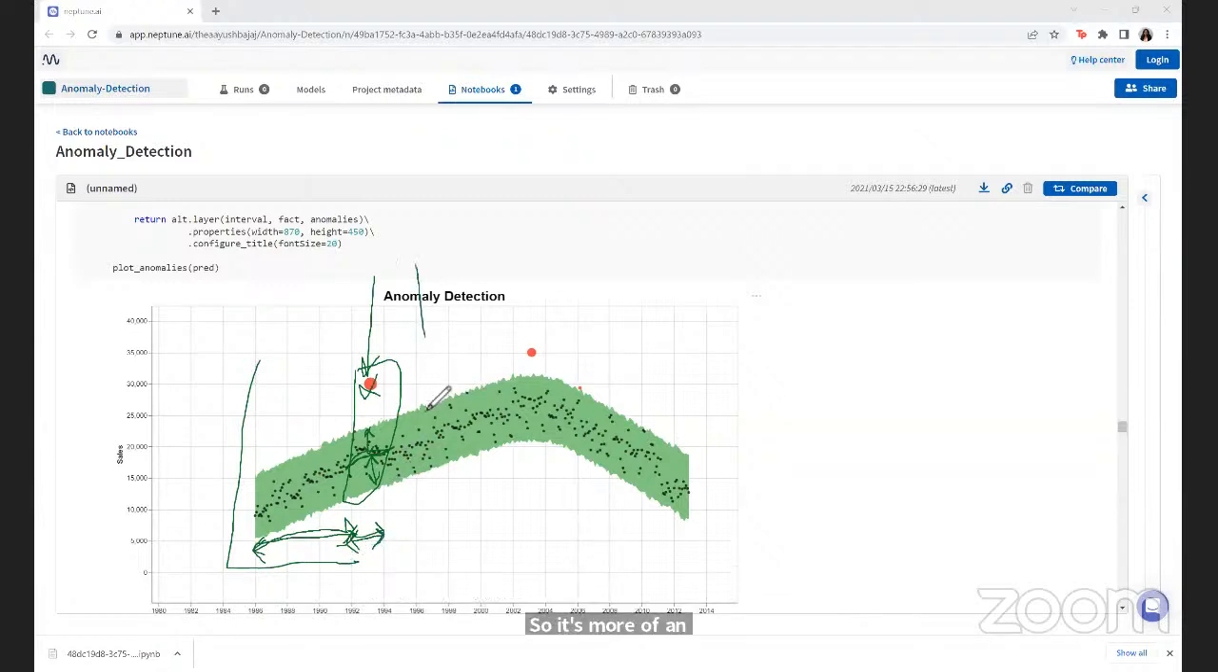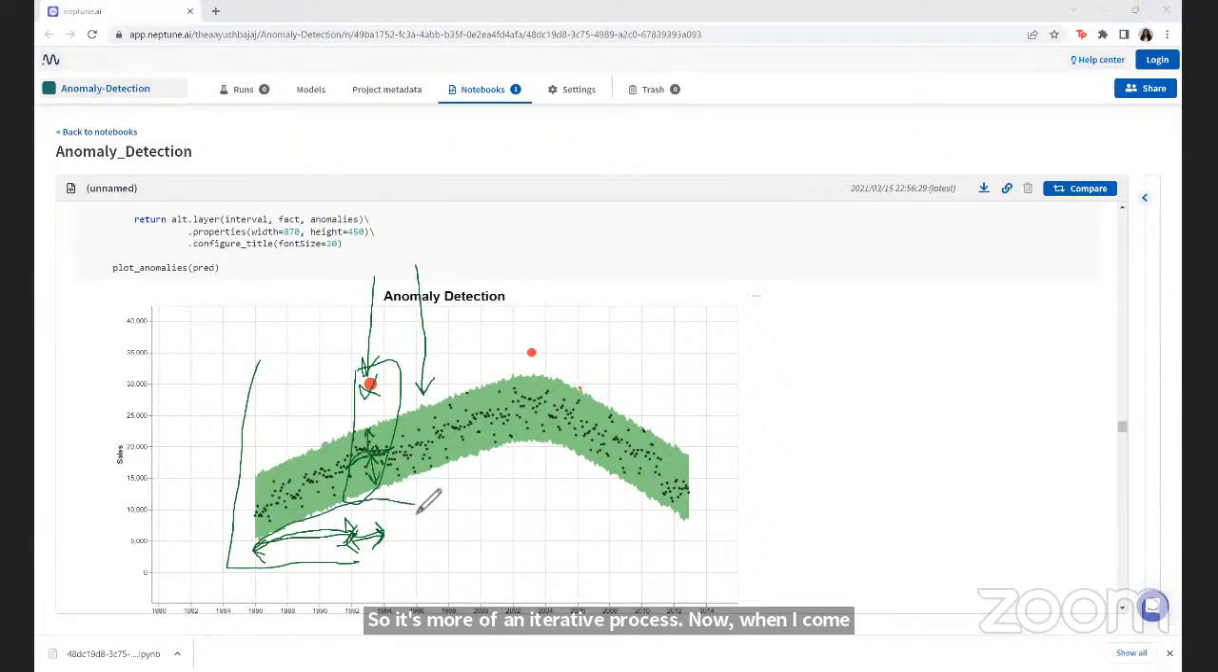Now, when I come here next, I want to train my data till this point in time, forecast for this particular period, and then check that, hey, over here, it is still in the range. So probably no anomalies that I see in this, right? And so on. It's more of an iterative process which will keep going.